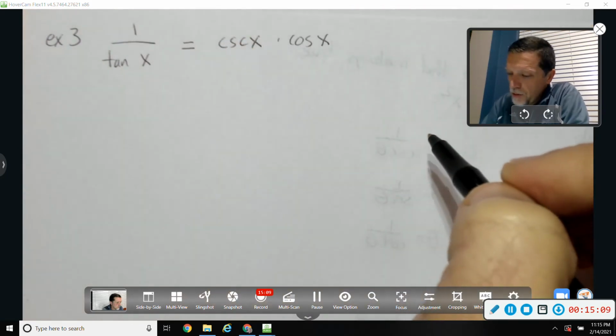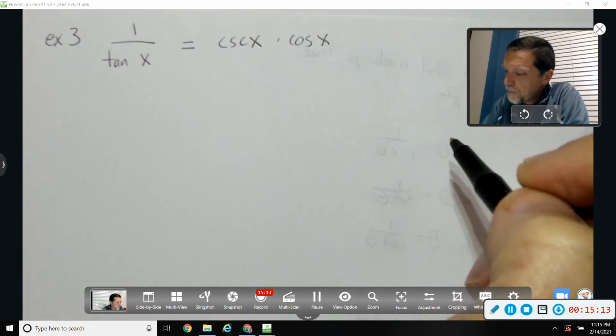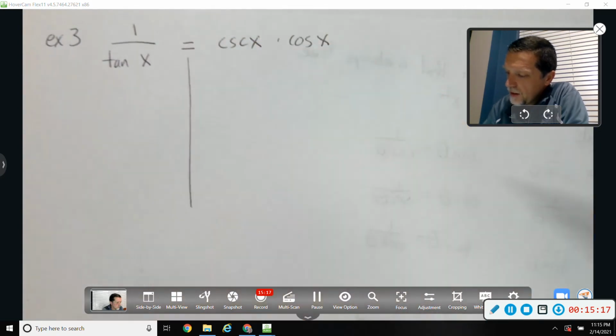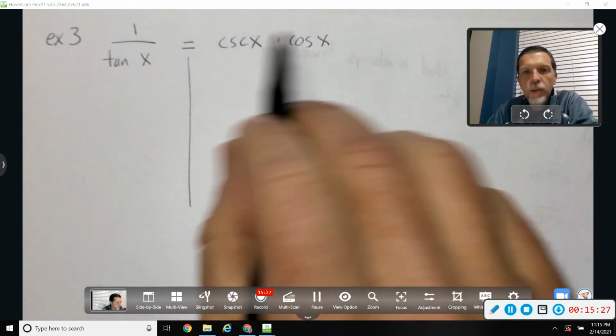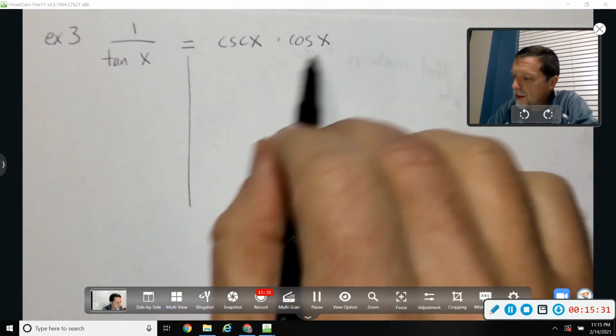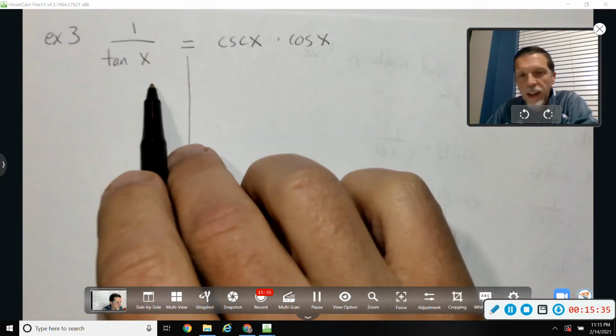All right, example 3. 1 over tangent of x equals cosecant times cosine. All right, pick one side to work on. Pick the more complicated side. I think this side is going to be more complicated. There's two things there. Cosecant's kind of weird. So I think I want to work on the right hand side and hope that 1 over tangent shows up.